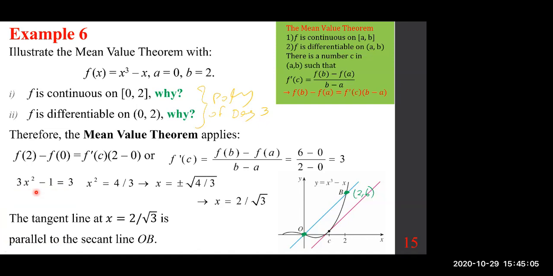So to recap, if you're illustrating the mean value theorem, what do you do? First, you show continuity, then you show differentiability. And then you find f prime of x. Then you find f of b minus f of a over b minus a, set them equal. And that becomes a value of c when you set them equal and solve. That's how the process works.